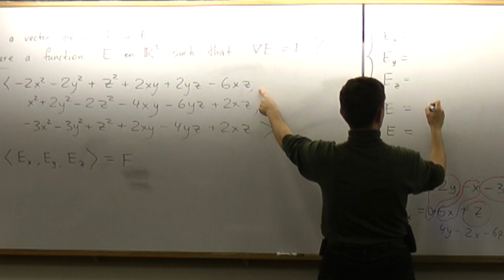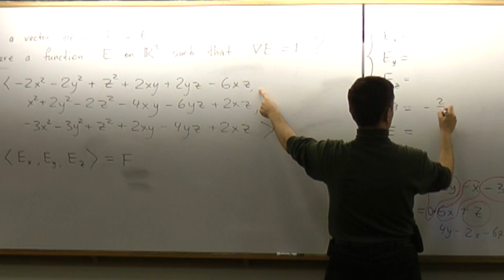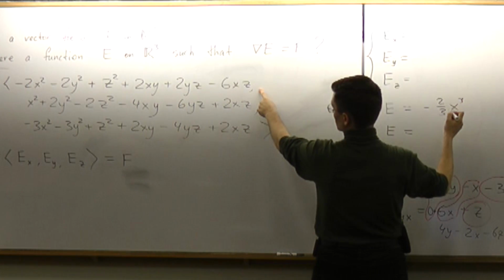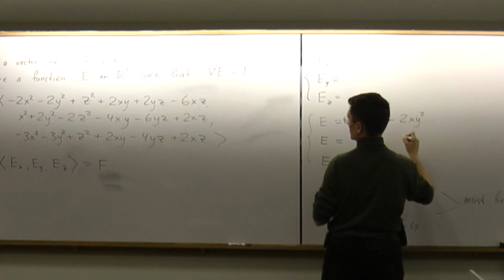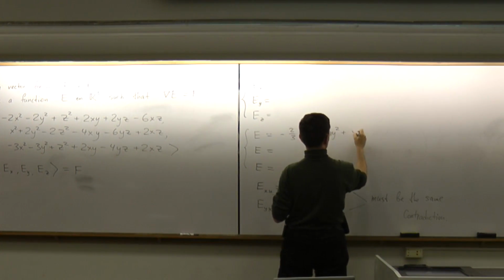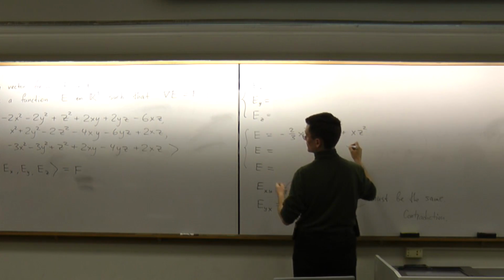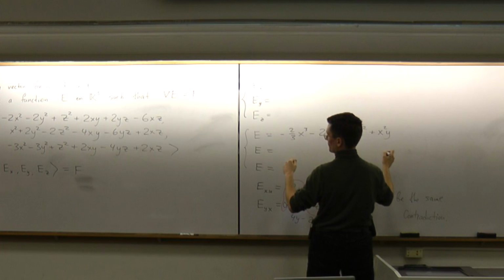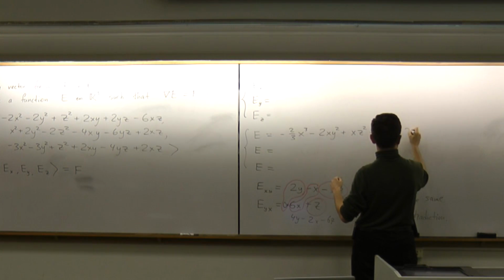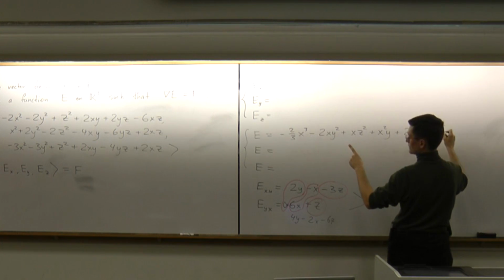So let's do that. It's minus 2/3 x cubed minus 2xy squared plus xz squared plus x squared y plus 2xyz minus 3x squared z.